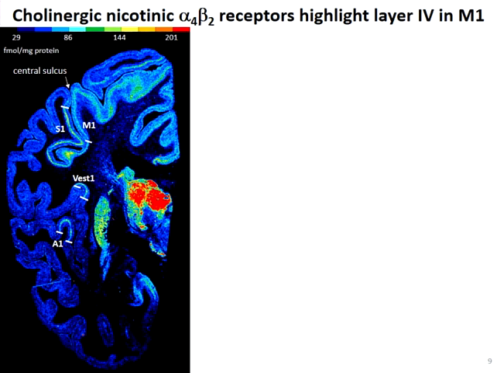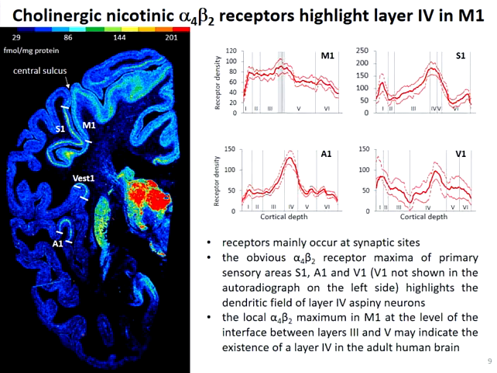And if we have a more detailed look at the laminar specific distribution of the nicotinic receptor, as shown here in these receptor profiles, you can see that for all sensory areas, we have a maximum in nicotinic receptor density over cytoarchitectonic layer 4. The delineations of the cortical layers were carried out on the cytoarchitectonic sections.